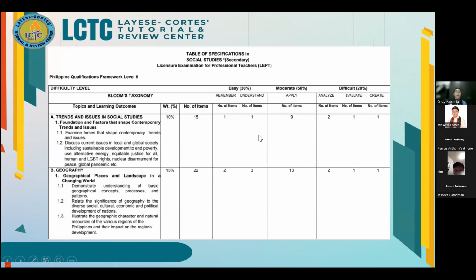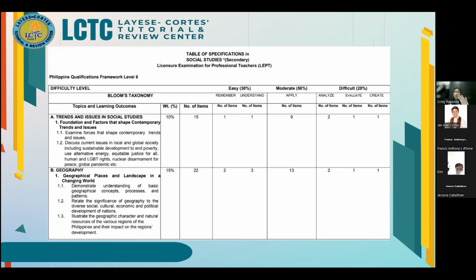The first component of social studies is trends and issues in social studies. Don't worry, in my questions later, each question I share will be classified according to its component, so that if you do your own self-review and check questions online, you can identify which component they belong to.